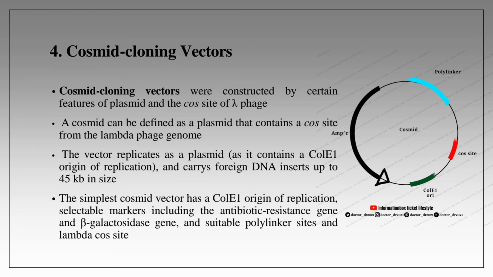The simplest cosmid vector has a ColE1 origin of replication, selectable markers including antibiotic resistance genes and the beta-galactosidase gene, suitable polylinker sites, and the lambda cos site.